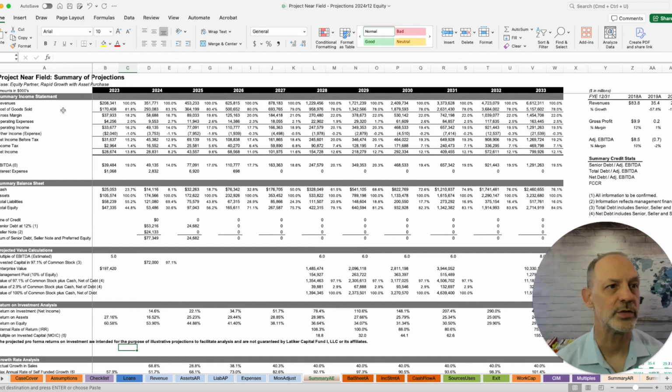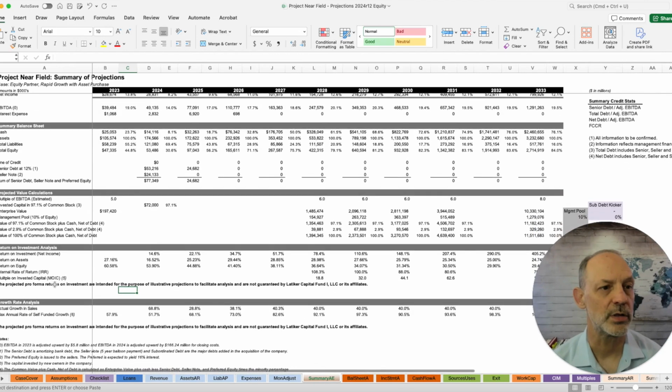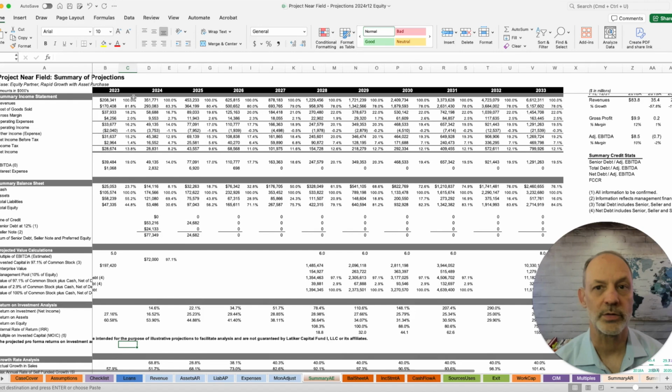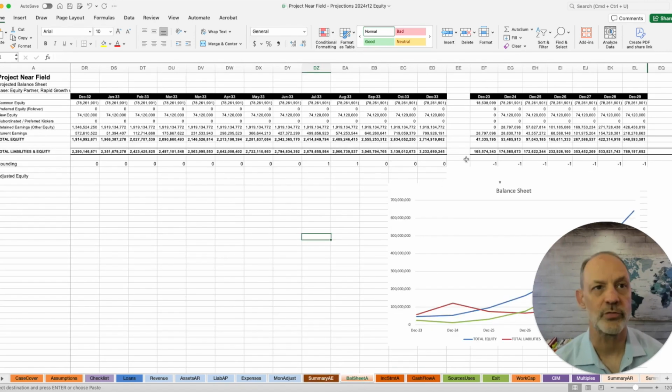So loan by loan, month by month, and I've got similar things: revenue, assets, liabilities, expenses, other monthly adjustments. Then you get to some of the summary reports. So you get a summary income statement, balance sheet, different metrics, and we do that year by year, totals and percentages. And then of course, the three financial statements, and this is for an asset purchase.